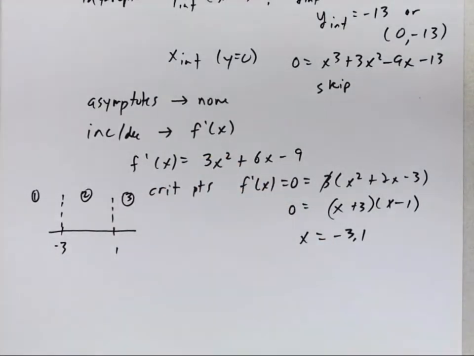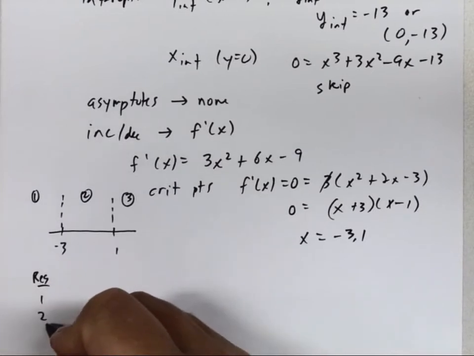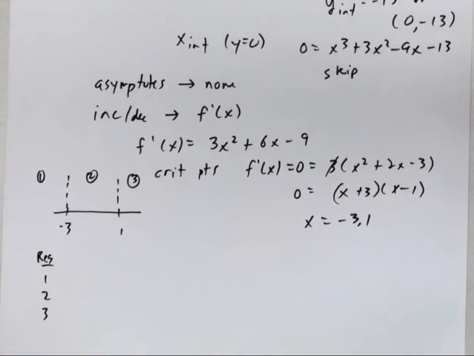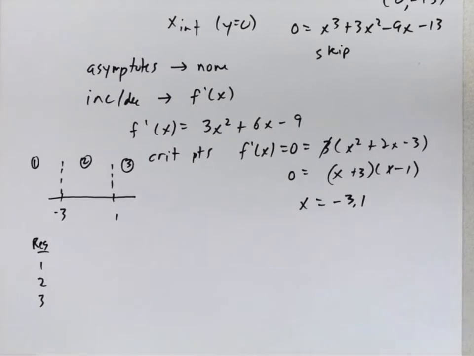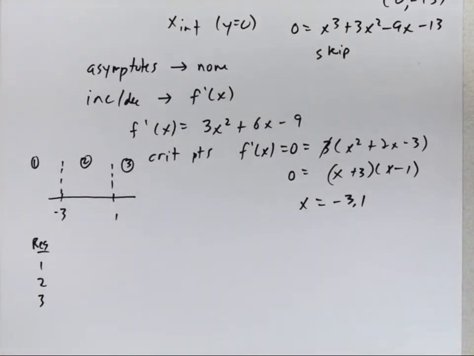Three regions. I'm going to go in each region and see what the first derivative is, because that'll tell me whether it's a region where the graph of the function is increasing or decreasing. Positive first derivative is like a positive slope, it's increasing, and negative first derivative, negative slope, means it's decreasing.